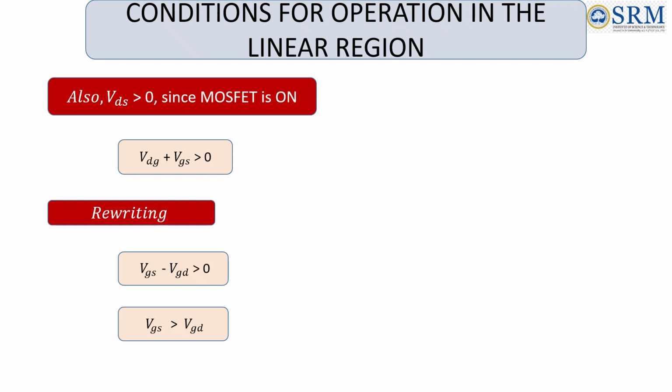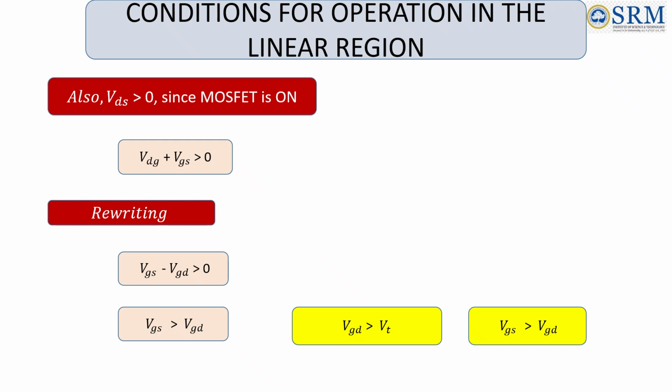We can split VDS as VDG plus VGS. VDG can be rewritten as minus VGD. So VGS minus VGD should be greater than 0, which yields VGS should be greater than VGD. So the two essential conditions for the MOSFET to be in the linear region are VGD should be greater than VT and VGS should be greater than VGD.